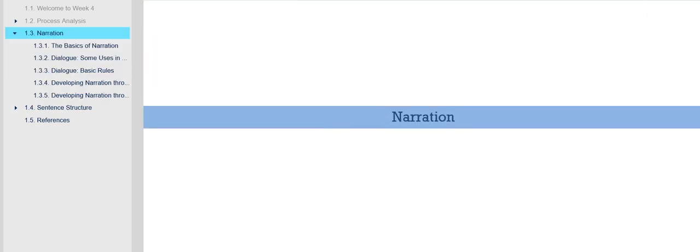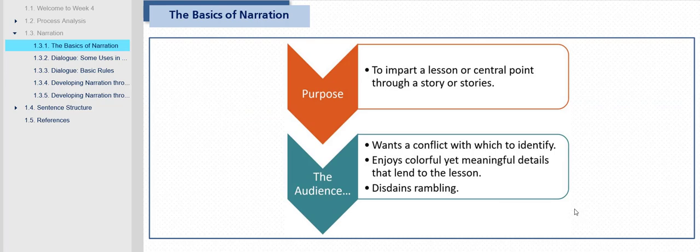Narration. To impart a lesson or central point through a story or stories. Audience wants a conflict with which to identify. Enjoy colorful yet meaningful details that lend to the story. Disdains rambling. So these are the rules or the basics of narration in which you tell a story that proves a central point or a moral.